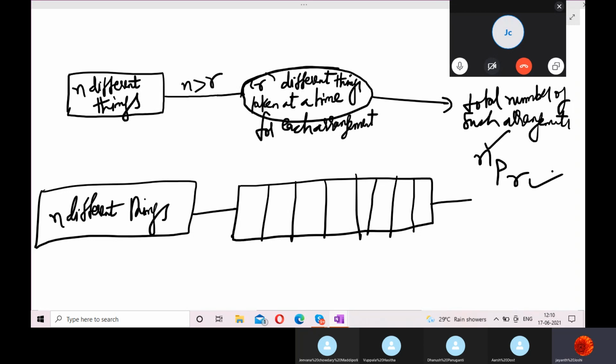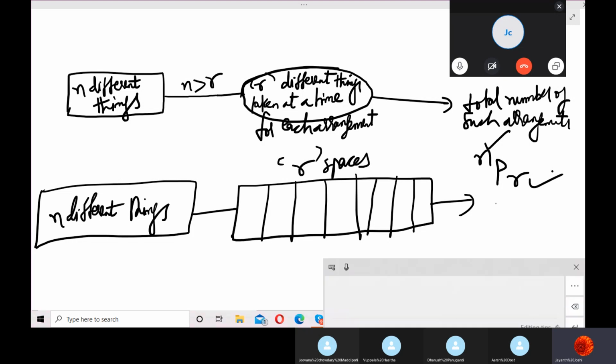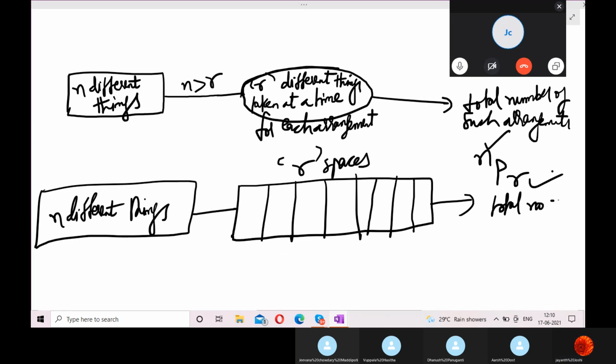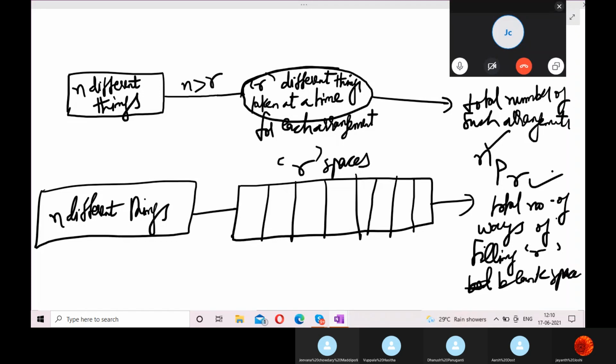Okay, so what you will get? Now, I will show you this particular example. I'll give you a very good example. Just a second. So, the total number of ways, one more example I will give, of filling r blank spaces with n things.